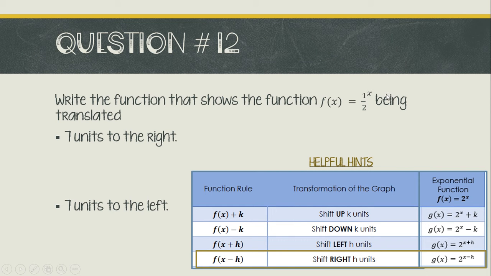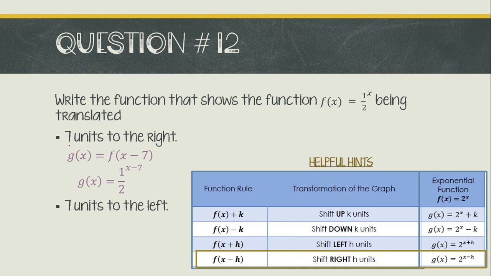So since we're looking at an exponential function, my parent function being raised to the x, I'm going to have x minus however many units we're shifting. So in this case, we're shifting 7 units. And when I do that, it's going to look something like this. g of x is equal to 1/2 to the x minus 7.